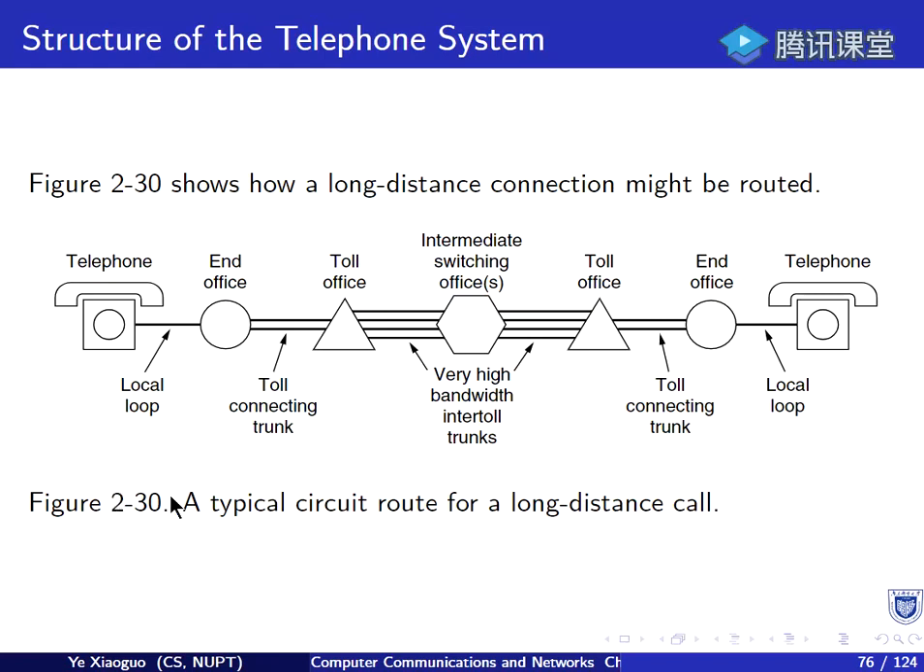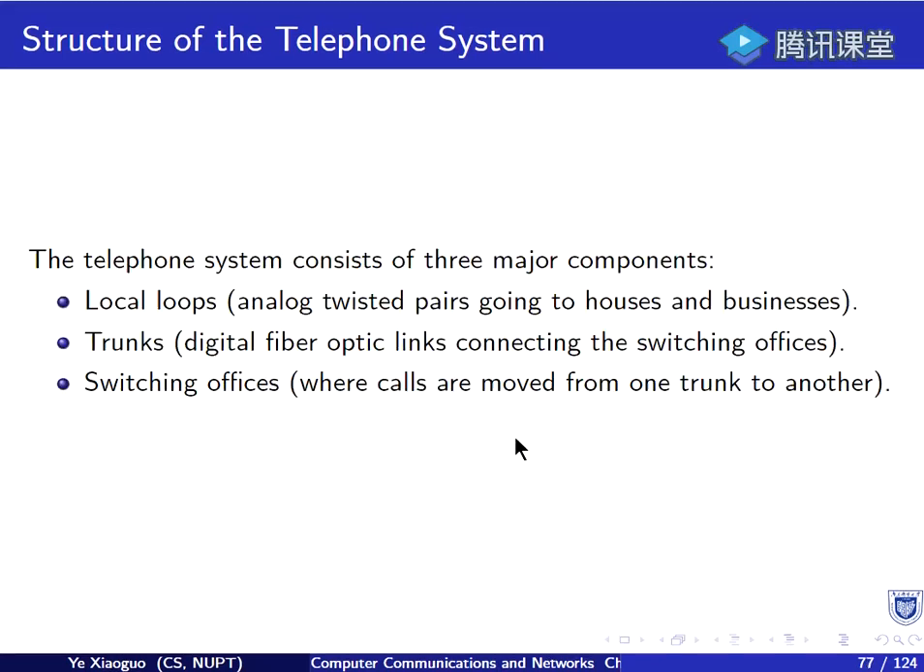This figure shows a typical circuit route for a long-distance call. Usually, a telephone system consists of three major components, including local loops, trunks, and switching offices.